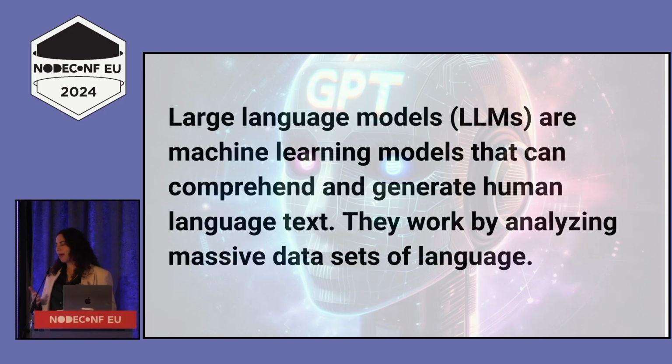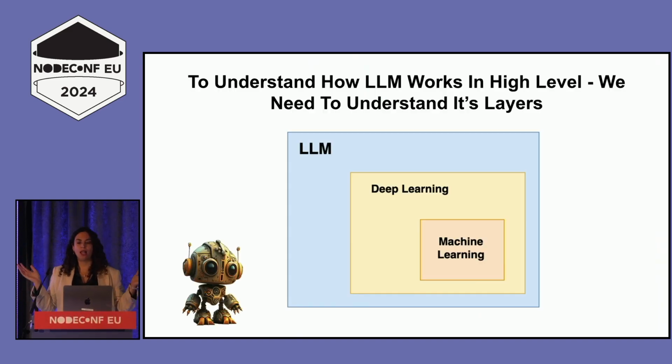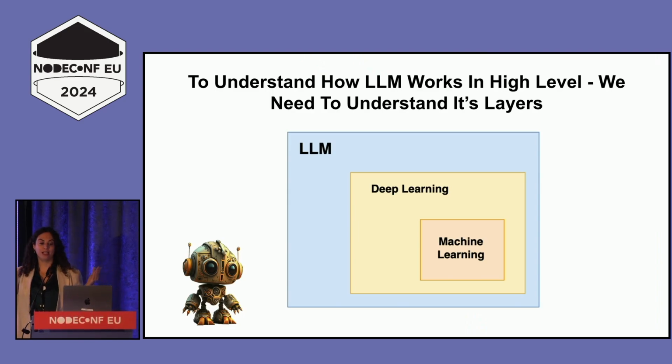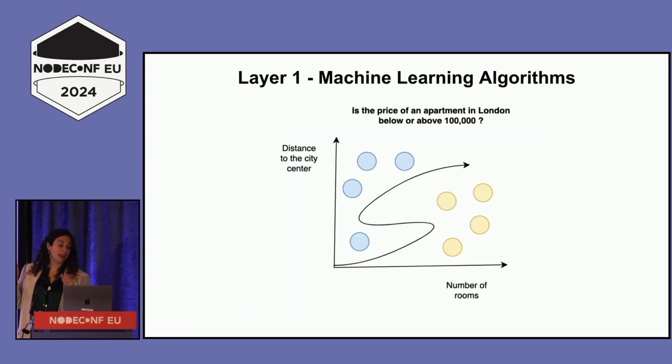So I guess you know the definition of what LLMs are. Those are machine learning models that can generate text and comprehend text, and they're trained on massive sets of data. But to understand how they work, we need to understand a little bit about, let's say, the levels. So we need to understand a little bit about machine learning, and then it's wrapped up with deep learning, and then we can start talking about LLMs. So layer one, what is machine learning? Machine learning is a mathematical algorithm that, according to parameters, can classify a problem.